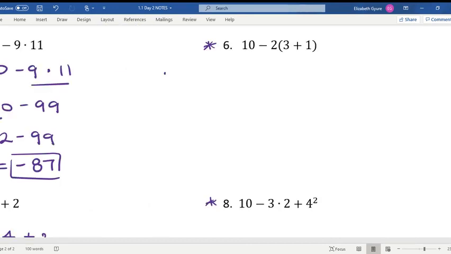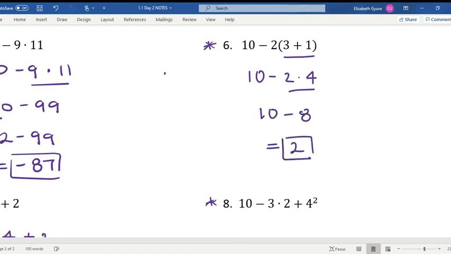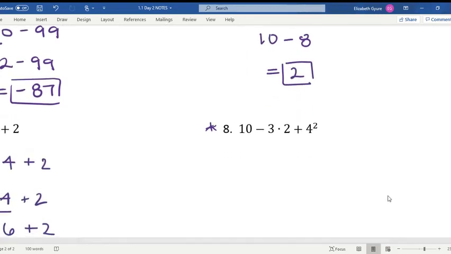All right. Number 6. Bailey actually helped us out here on the chat. So Bailey said that you needed to turn your 3 plus 1 into a 4. So we got 10 minus 2 times 4. And then Bailey said to multiply the 2 and the 4 to get 8. So that's 10 minus 8. And we all should have gotten a final answer of 2. Were we good with that? Cool. On to 8.